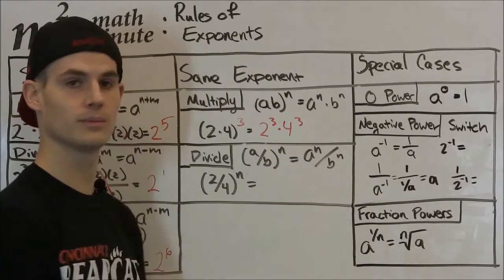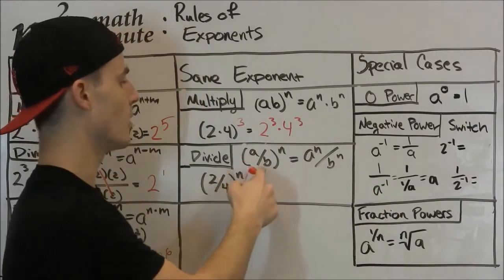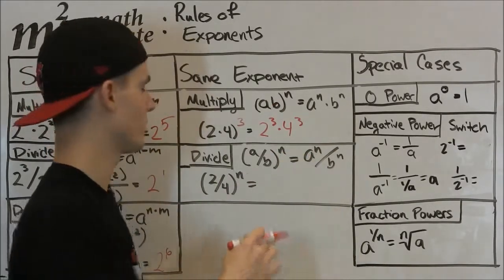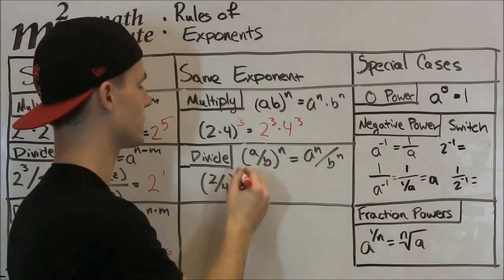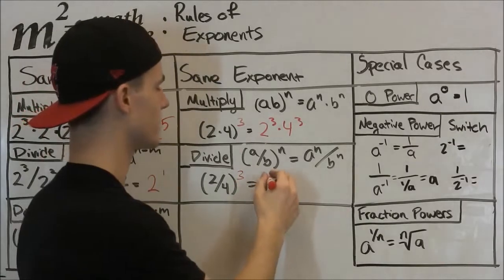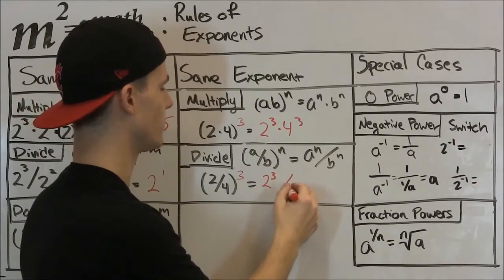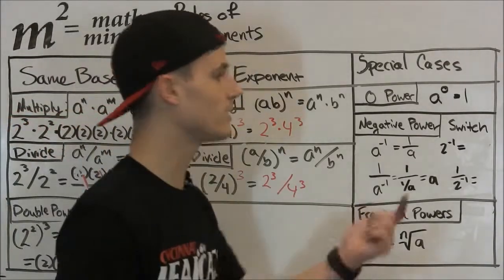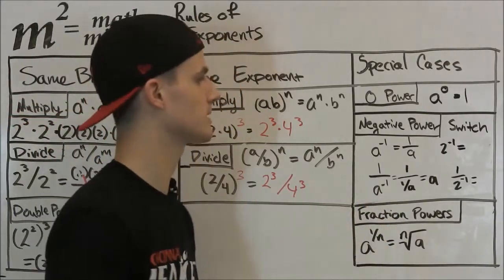And similarly for division, we can say a over b to some power n. We can distribute that n through both. So let's do this once again to the third power. We can say this is 2 to the third divided by 4 to the third. Pretty similar idea. Now let's talk about some special cases, some specific examples.